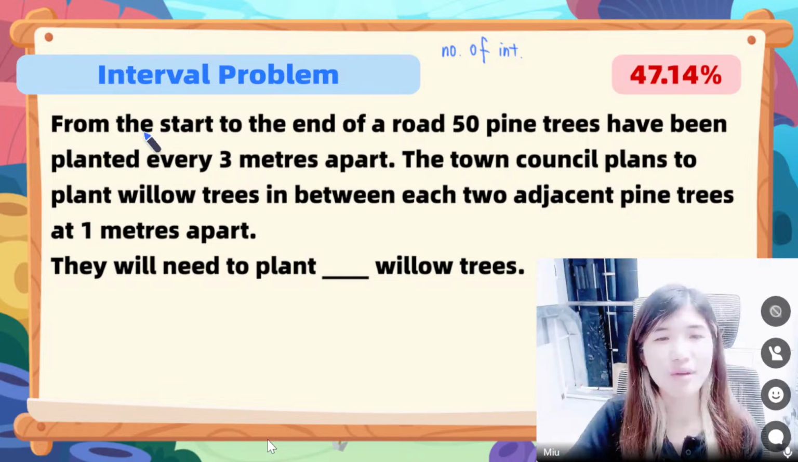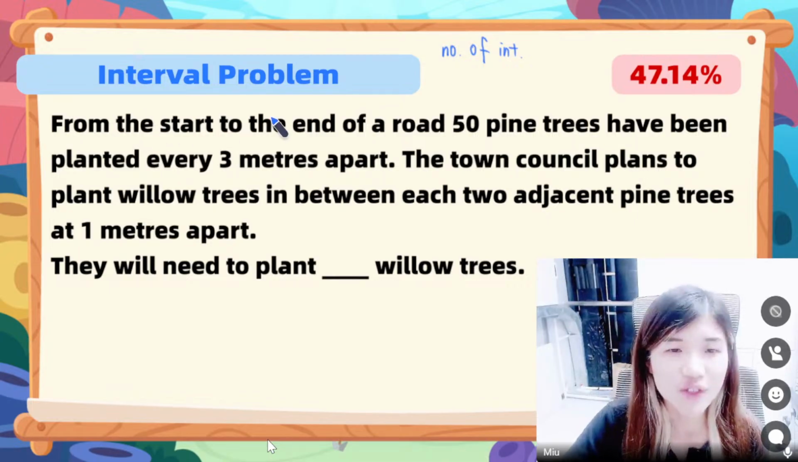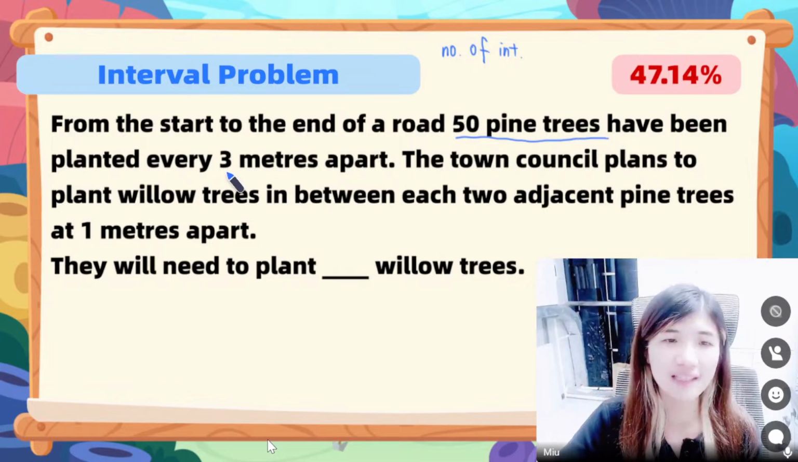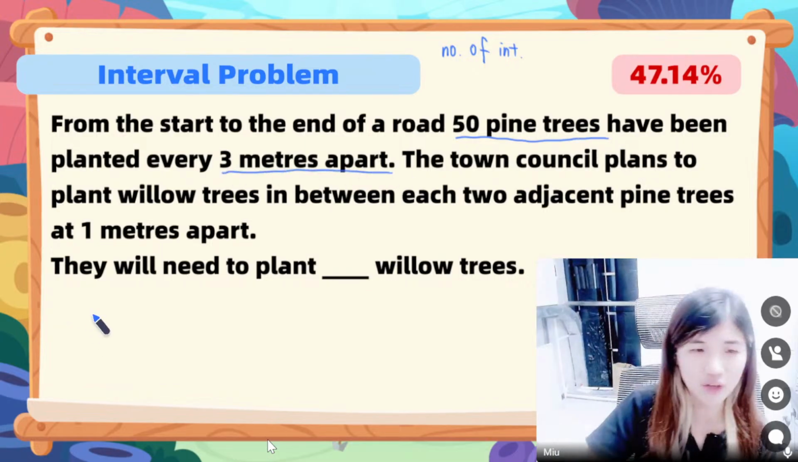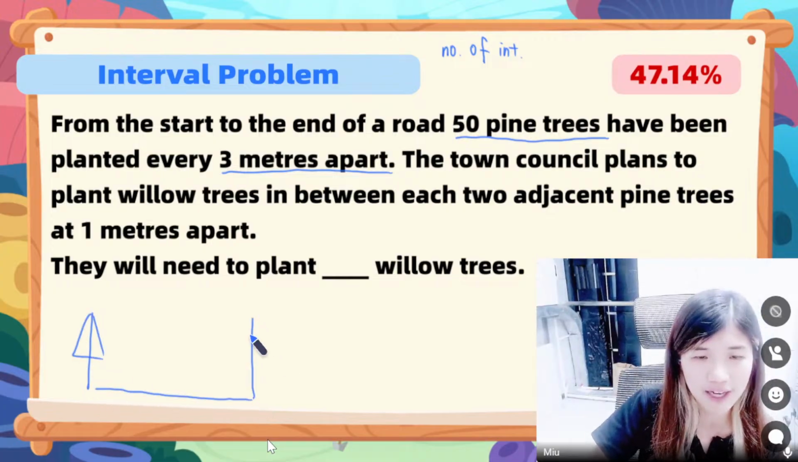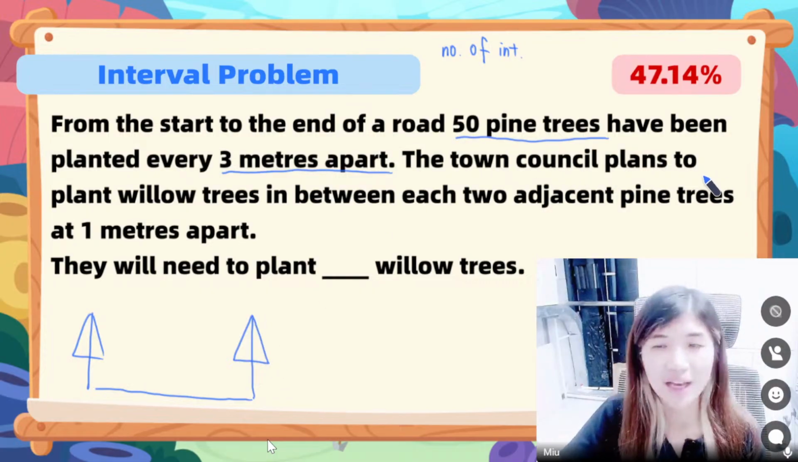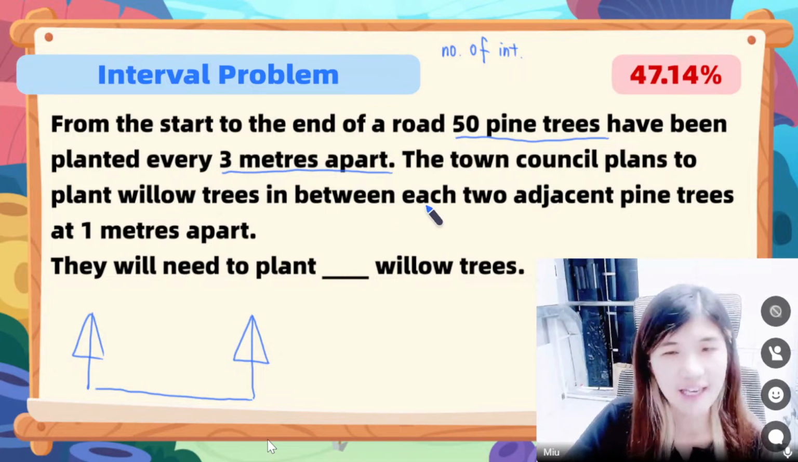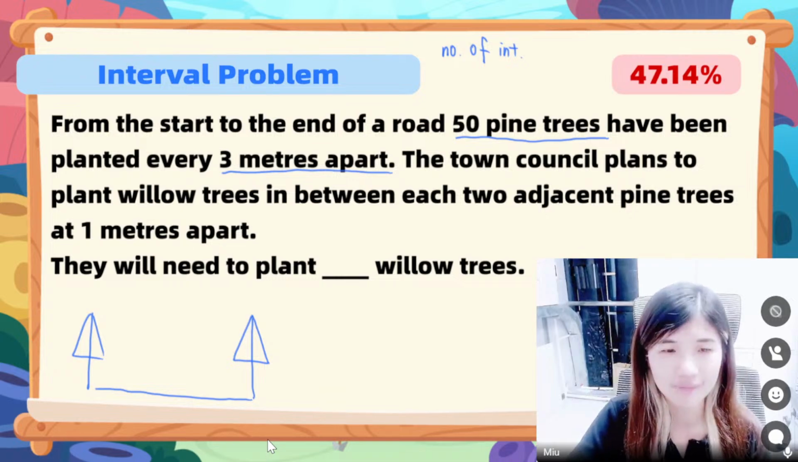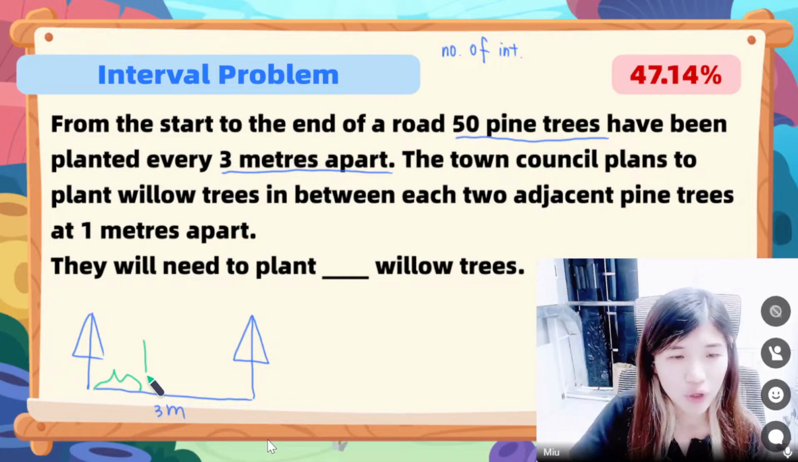Let's read this very crazy question. It says, from the start to the end of a row, 50 pine trees have been planted every 3 meters apart. Okay, so if this is the first pine tree, after 3 meters, we will go to another pine tree. All right, the town council plans to plant willow trees in between each of the two pine trees at 1 meter apart. That means for this 3 meters, right? After 1 meter, we will go to a willow tree.